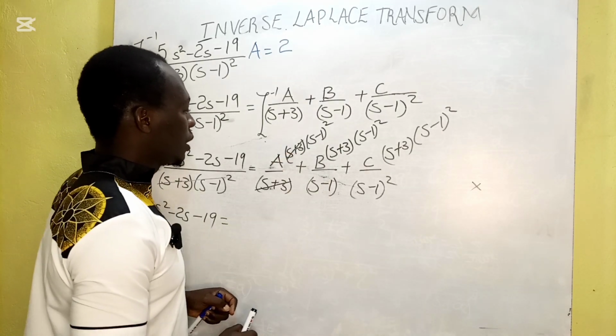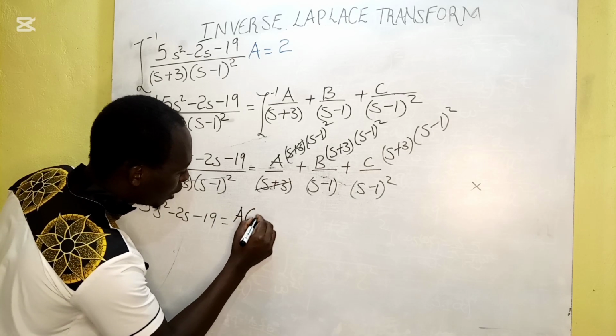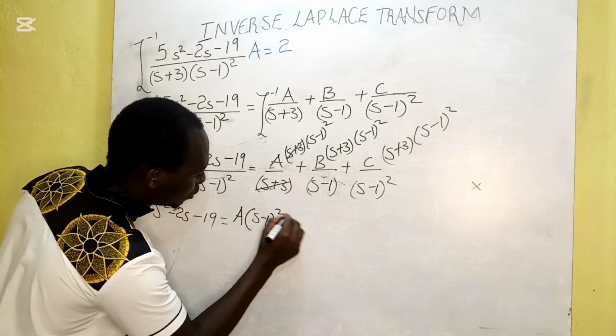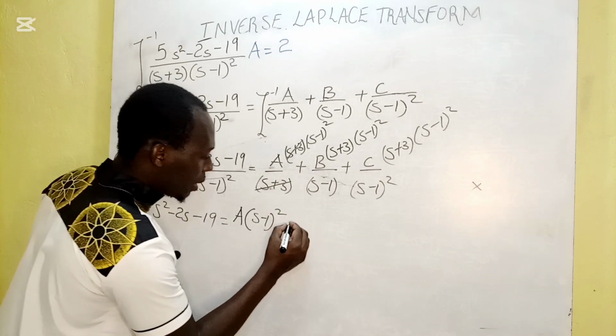These two are going to cancel out and we are going to be left with s into (s − 1)². This is what you are going to be left with at this point. We come and add B.